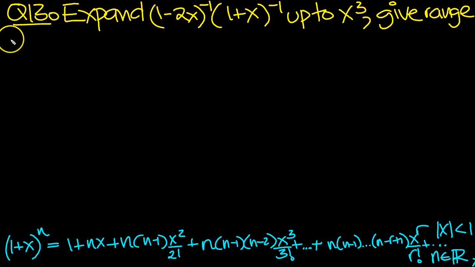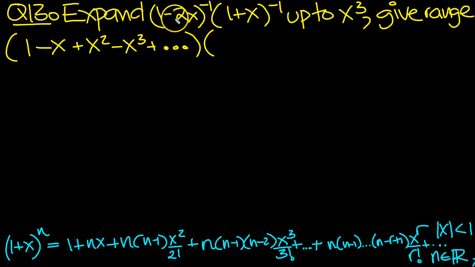So here, what have we got then? We've got 1 minus 2x. I'm going to write this term first because it's easier to do. 1 plus x to the minus 1 will be 1 minus x, we know this one, plus x squared, minus x cubed plus dot dot dot. That's that standard series there.